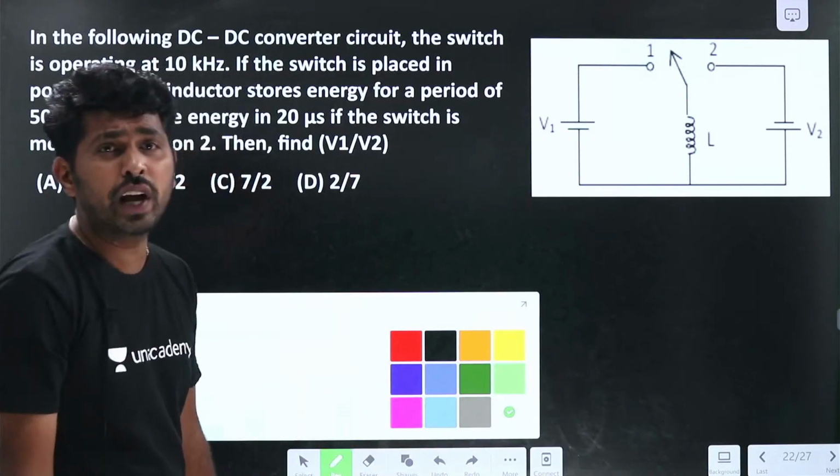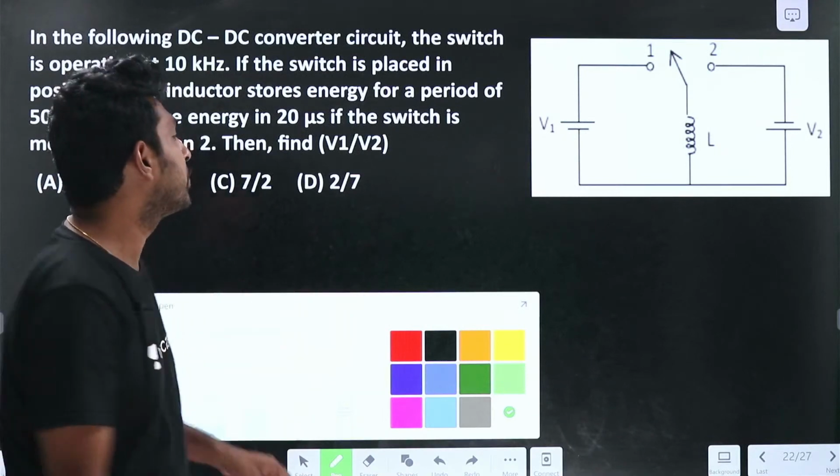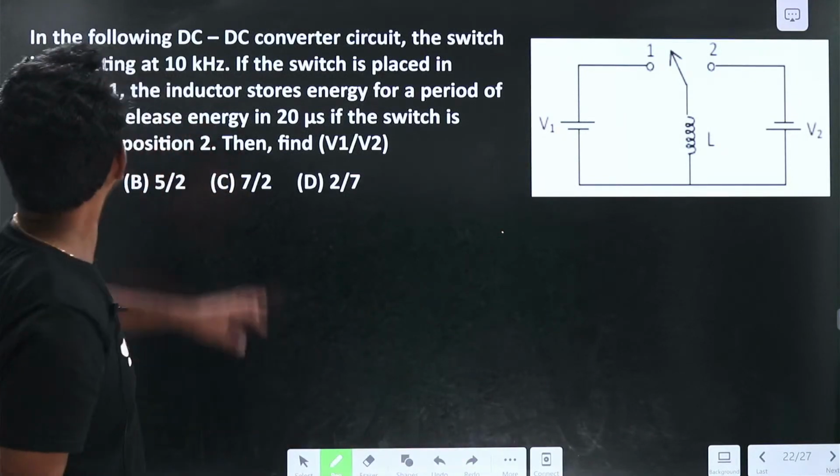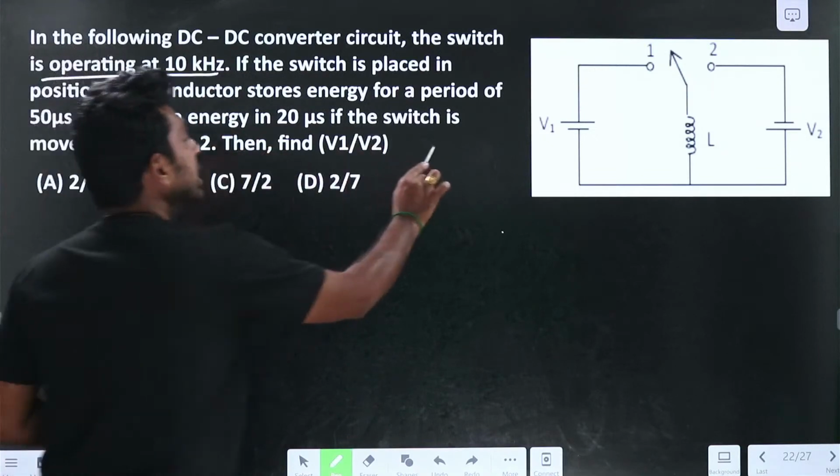Be interactive, guys. If you have any doubt, you can stop at any point and ask. Here the converter is operating at a frequency of 10 kHz.